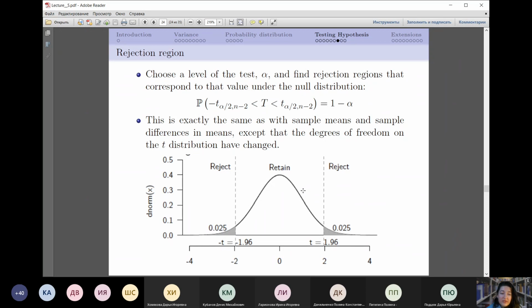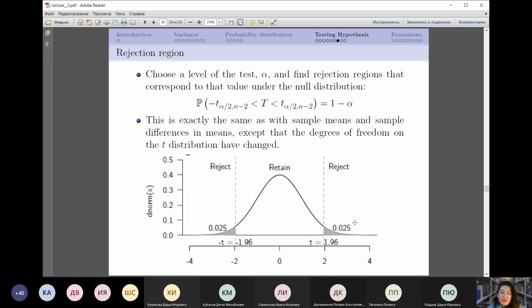These critical regions define how far away our sample statistic must be from the null hypothesis value before we can say that it's unusual enough to reject the null hypothesis. And if the value falls within this critical region, one of these, for example, this indicates that it's statistically significant at the 5% significance level.